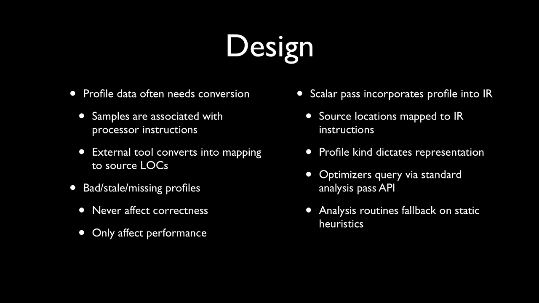A scalar pass will take that profile, put it into the IR, mapped according to the source locations, and it will feed it into the analysis API so that when the optimizers are querying the analyzer about branch weights, or any other kind of cost model they may have, the analyzer will automatically use the profiling data.